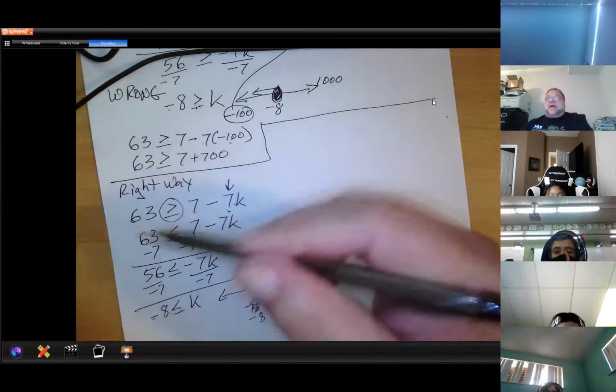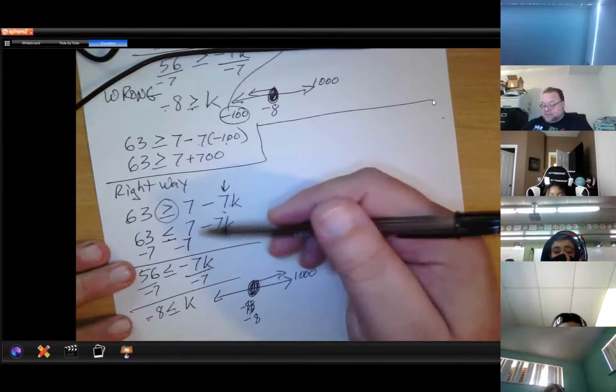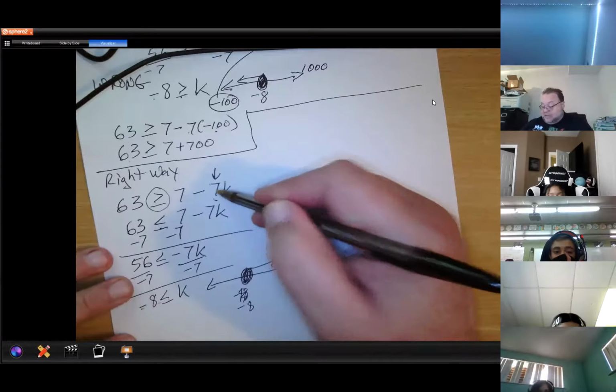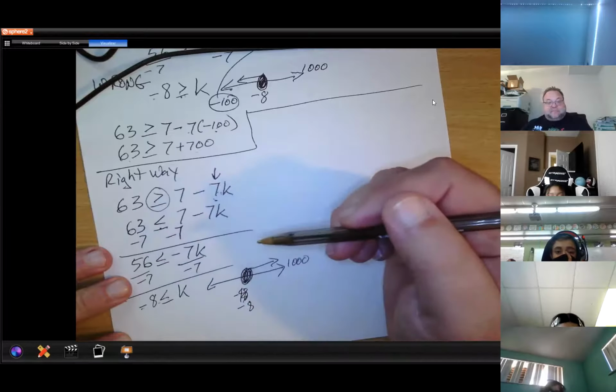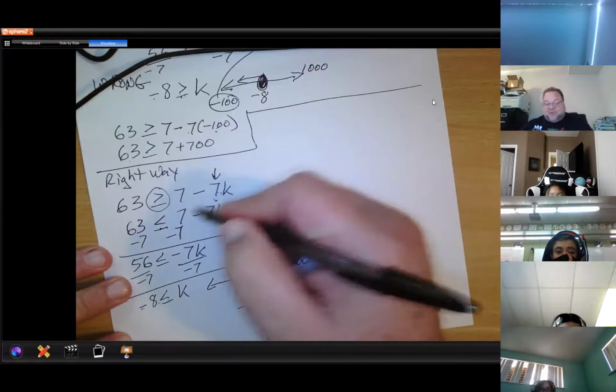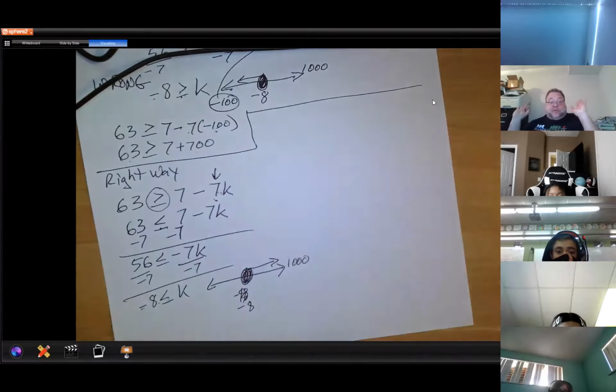Because the reality is that the only change that needs to happen is when you've got a negative with the variable, you just have to flip the sign. So if you flip it right away, then you just do it the regular way and you're done. You get the right answer.